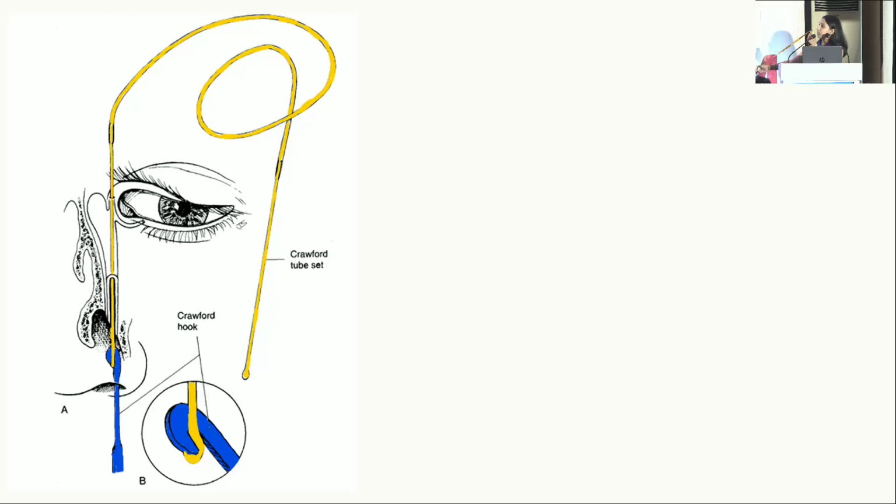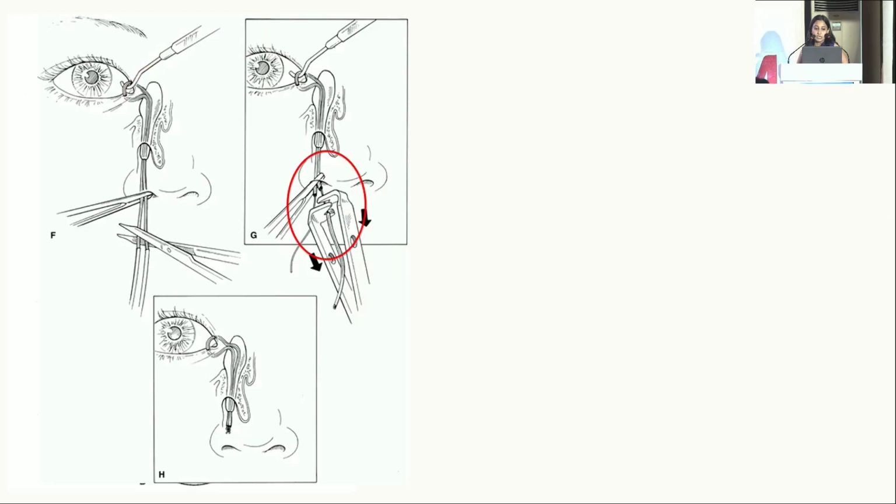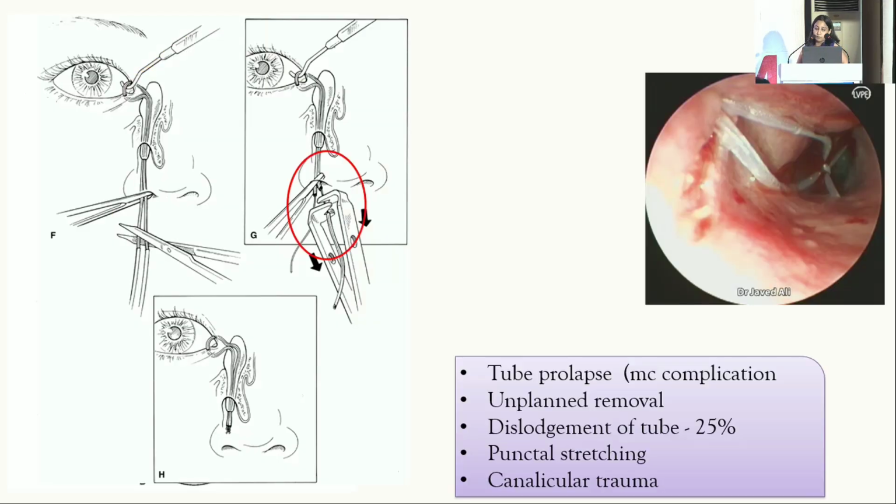And then we take the other end, we put it into the punctum, and we again pull it out. And then near the inferior turbinate, we tie these two ends together in a knot so that it does not slip away, it retains. What it does, it creates a passage. There is no obstruction with that. This is the tying, and this is the endoscopic view.